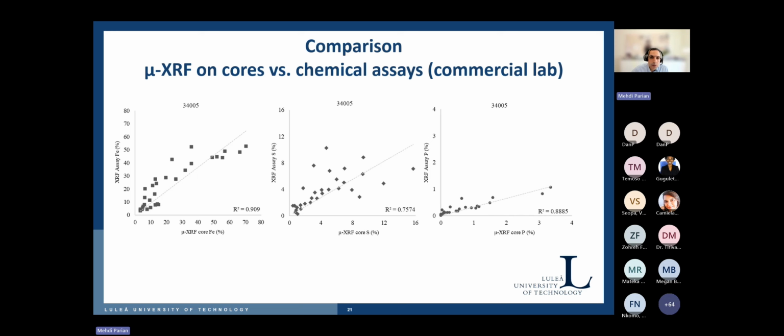And one other source of the deviation could be that we analyze a smaller area of the core compared to the other half core that was sent for chemical assays.